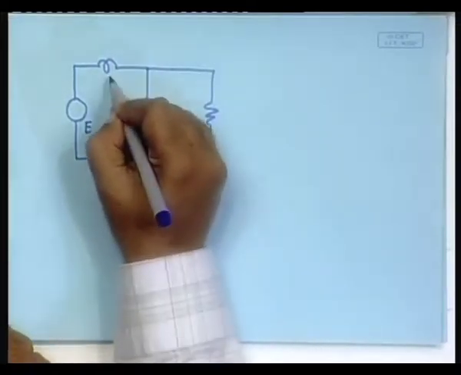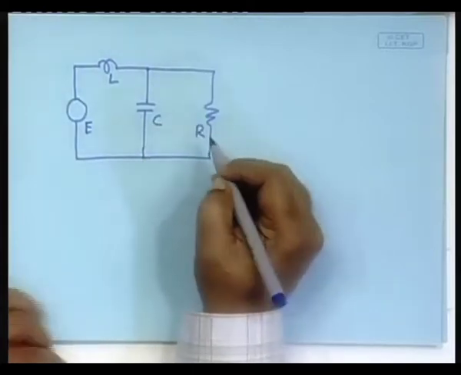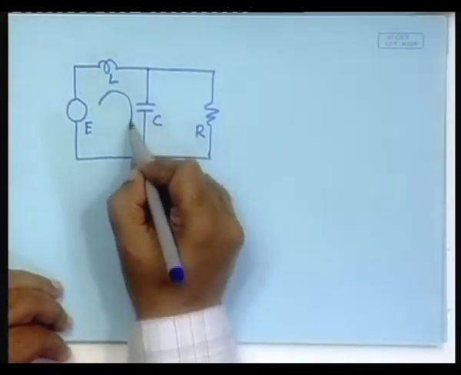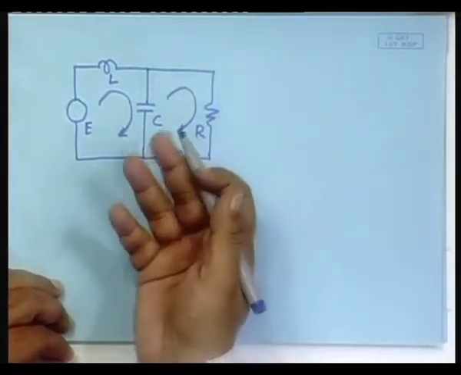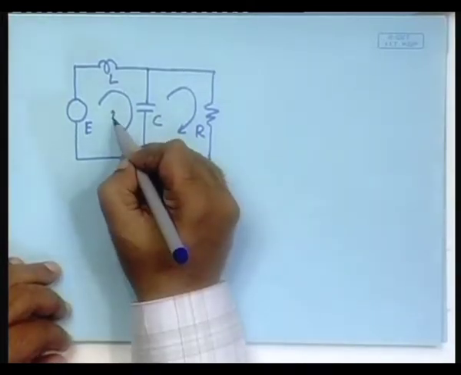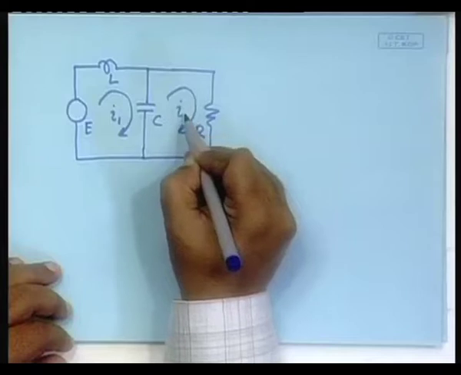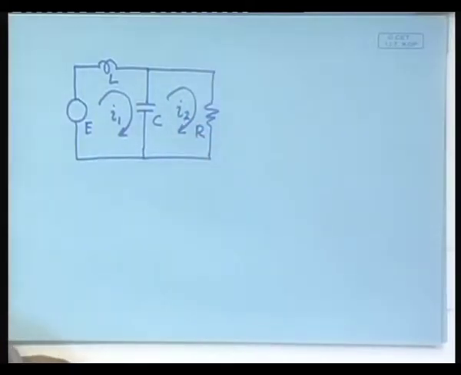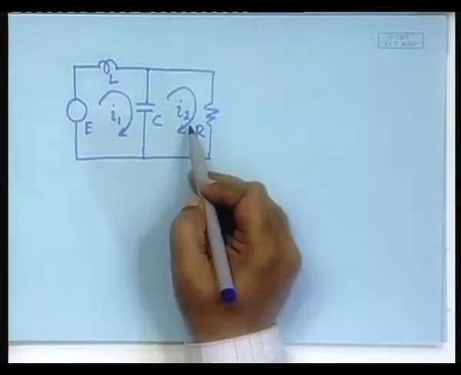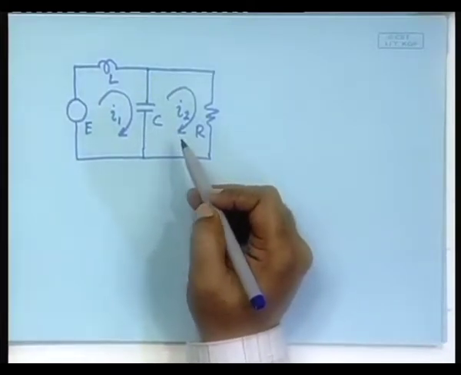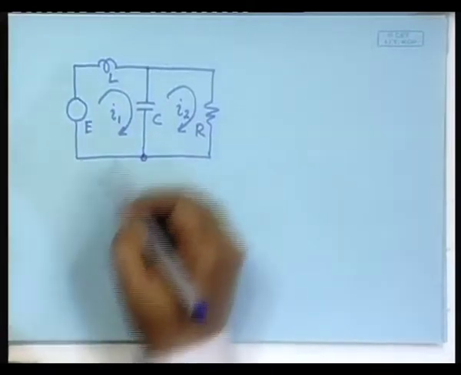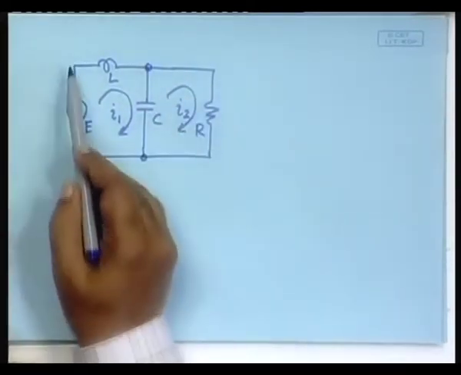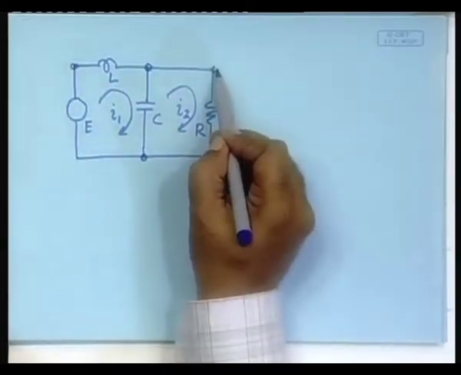This is E, L, C, R, and we said at that time that here is a loop which we will call Q1 and here is a loop which we will call Q2, but while writing the Kirchhoff's laws equations I will give the I1 and I2 currents. So I1 is Q1 dot, I2 is Q2 dot, fine. Now, what are the nodes? Here is a node, here is a node, here is a node, here is a node.